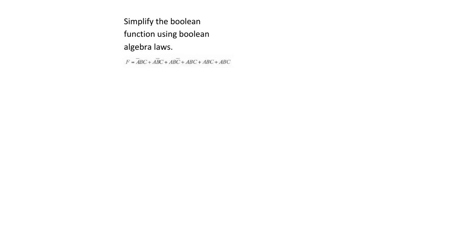Simplify the boolean function using boolean algebra laws. So the boolean function is this. We have f is equal to not a and b and c, or a not b c, or a b not c, or a b c, or a b c, or a b c. So that is the boolean function.